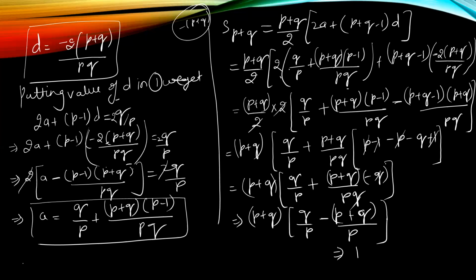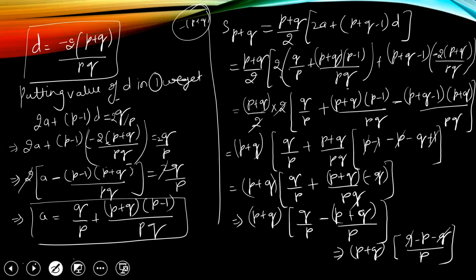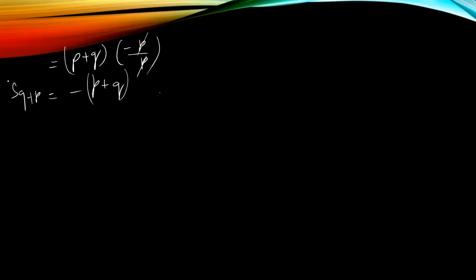So quickly, p plus q here, taking p as LCM, q minus p minus q. As you can see, your q gets cancelled. We are left with p plus q into minus p over p. This also gets cancelled. We are left with minus of p plus q, which was required. And this is the required solution.